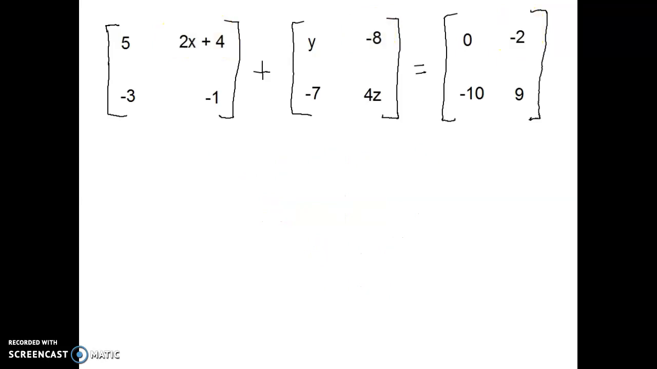My next variable is y. So once again, I'm going to highlight the corresponding spots where y is. My equation would be 5 plus y equals 0. So by subtracting 5 from both sides, y will equal negative 5. And my last variable is z.